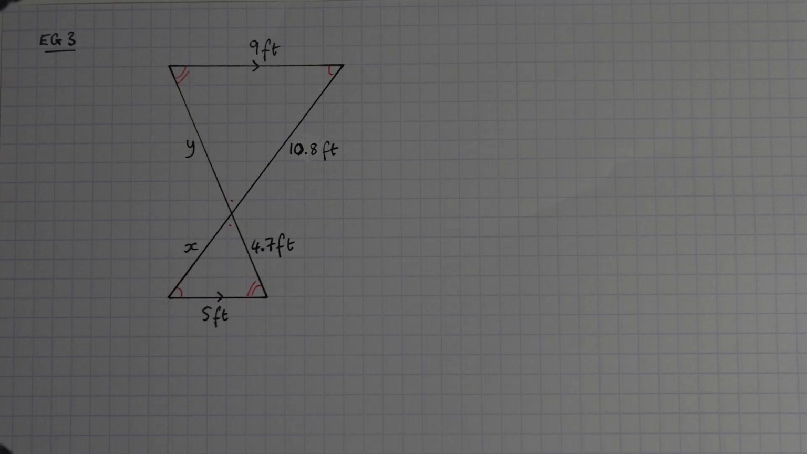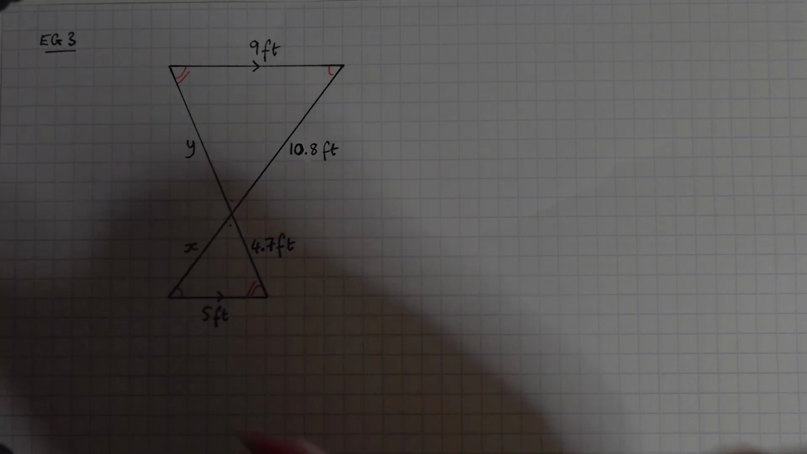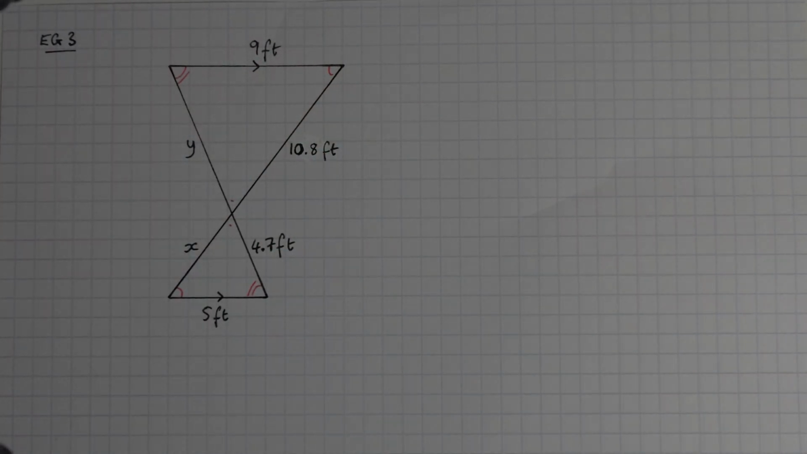Well, because all the angles are the same, it must be the same shape. Clearly this one's bigger than this one, so it's not exactly the same shape, but it is the same shape as far as we're concerned. One's enlarged, this is similar. Okay, we've got the similar triangles situation.